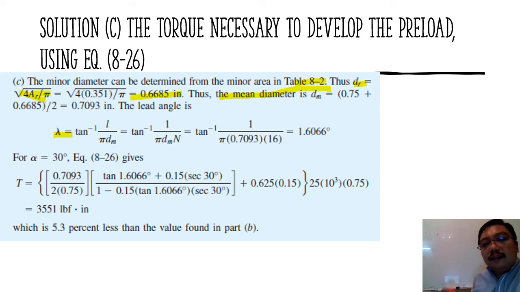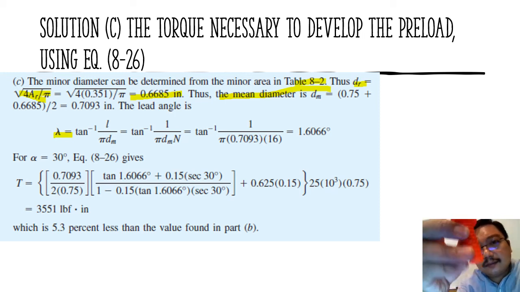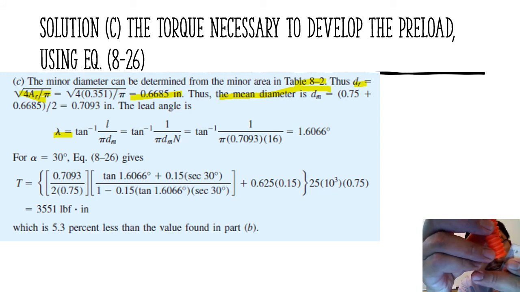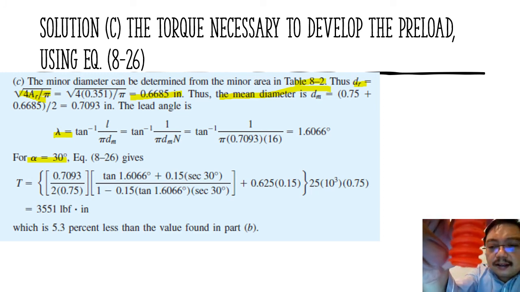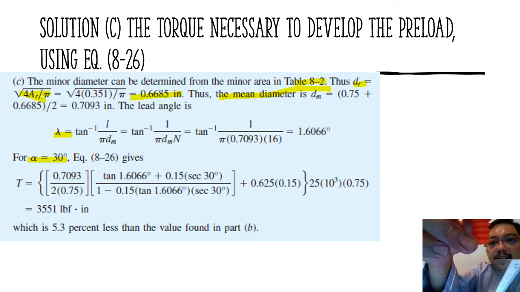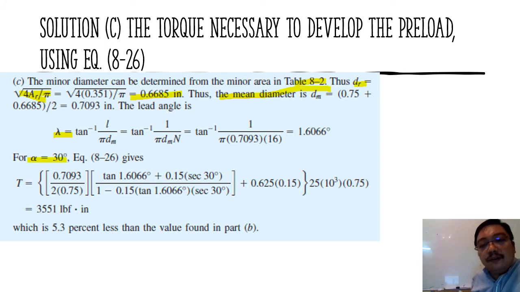So the lead angle is this. May I remind you, this is the lead angle, where you can measure the angle at this point. Taking the tangent and putting in all the values, you get 1.6 degrees. For alpha equal to 30 degrees, this is alpha, the thread angle. The lead angle is at the beginning, while alpha is the angle you can see on all your bolts. If you have any bolt with you, you can understand what I'm saying.